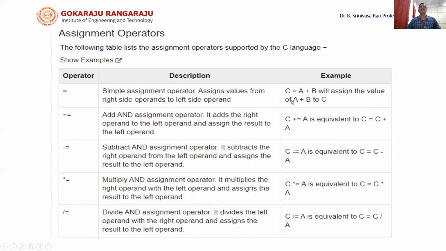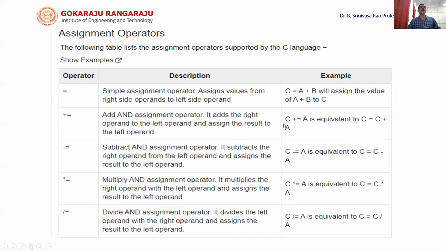Now, what it means is that in the first case of the simple assignment operator, C assignment operator A plus B, A plus B is an expression. A plus B is the right hand side of the assignment operator, and C is the LHS of the assignment operator. First, A and B values are taken, and the plus operation adds the values, and that value will be assigned to C. So this is called simple assignment operator.